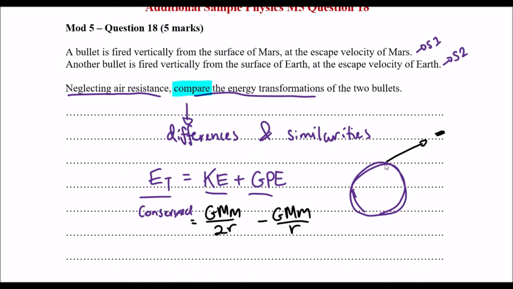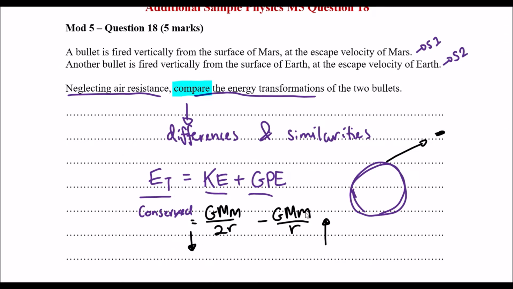As the bullet leaves the Earth, gravitational potential is going to increase, and what we can say is kinetic energy will continue to decrease. That's kind of what we can say.